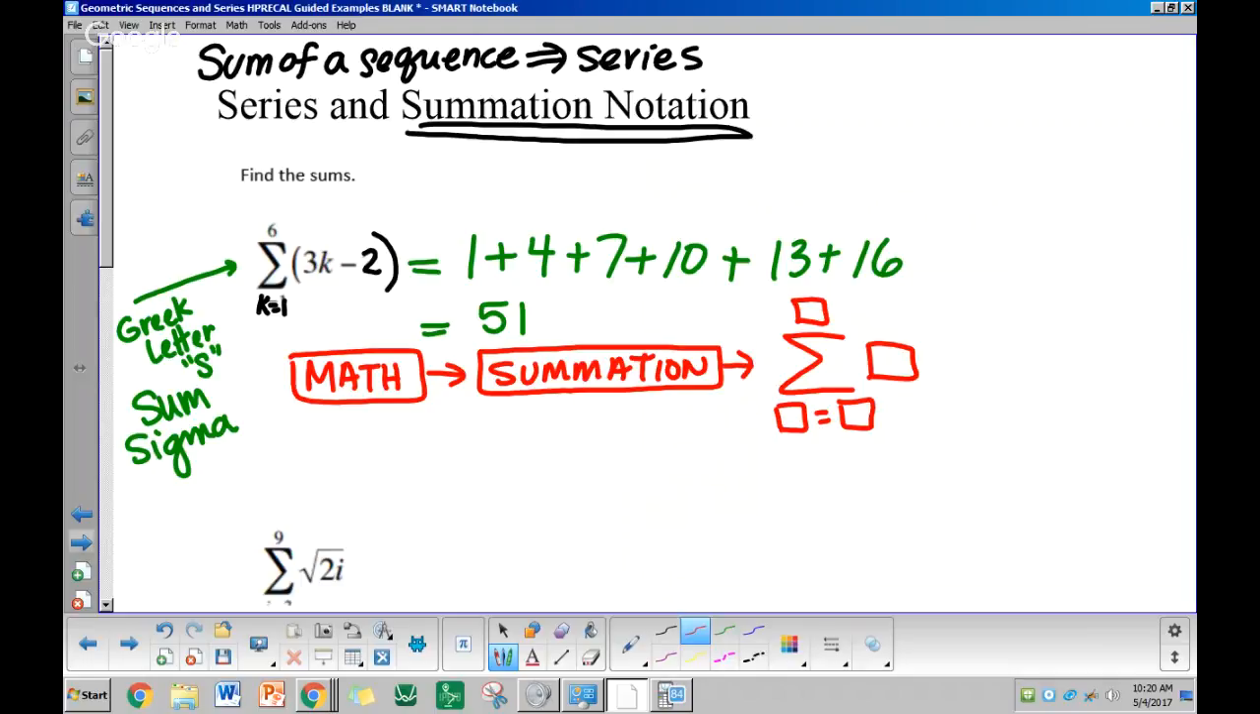We're in sequence mode, so it'll be N. If you are not in sequence mode, you can use X, and it'll still work. But let's put N here. Equals what? 1, and then you hop up here and you put a 6. And then you type your expression here, 3n minus 2. All right. And then you press enter and it gives you the answer.